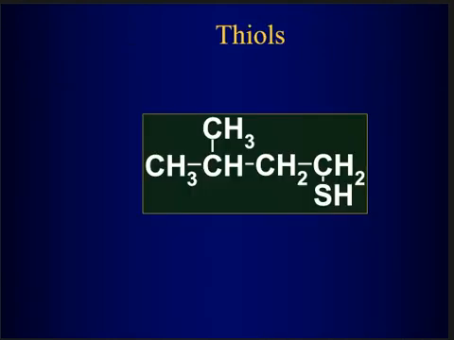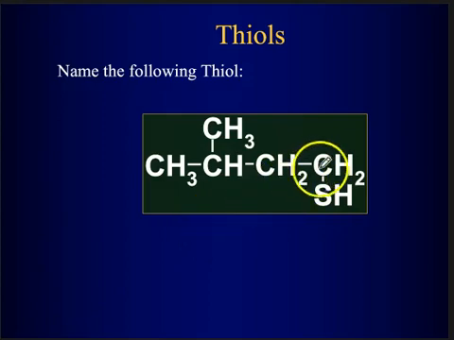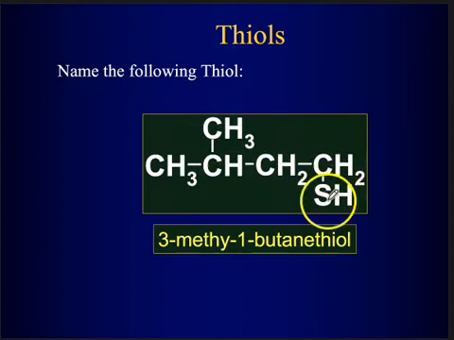Alright, let's give one for you to try. Let's name the following thiol. Go ahead and take a couple minutes and name this one. Alright, so we named the longest chain 1, 2, 3, 4. We start the numbering at the thiol group, so it's 3-methyl-1-butanethiol.